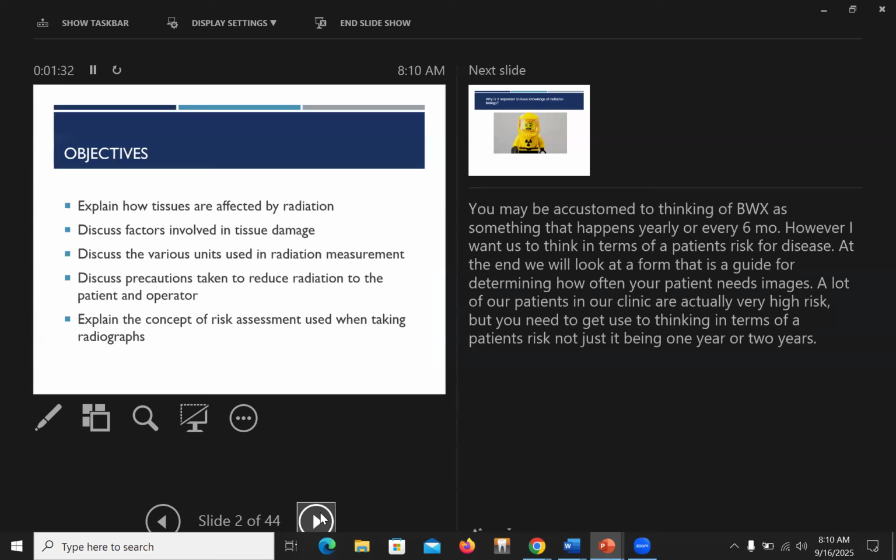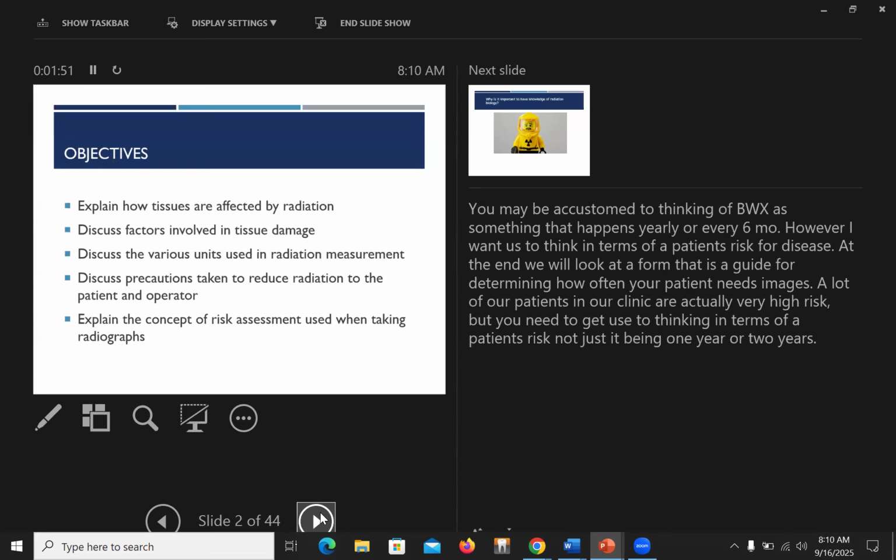Discuss precautions taken to reduce radiation, which are some basic things that are pretty simple to understand, and some of you are probably already familiar with that. And then explain the concept of risk assessment when taking radiographs. I really want to get to that point so we can have a little activity.